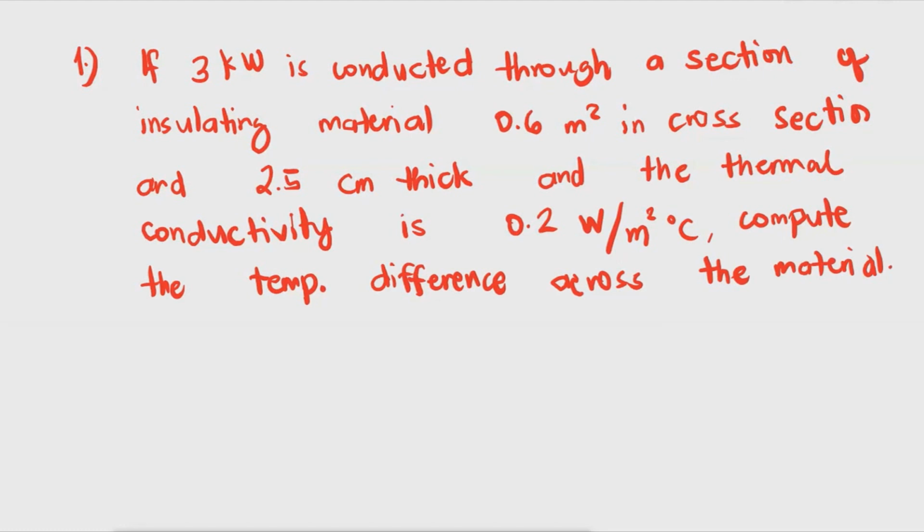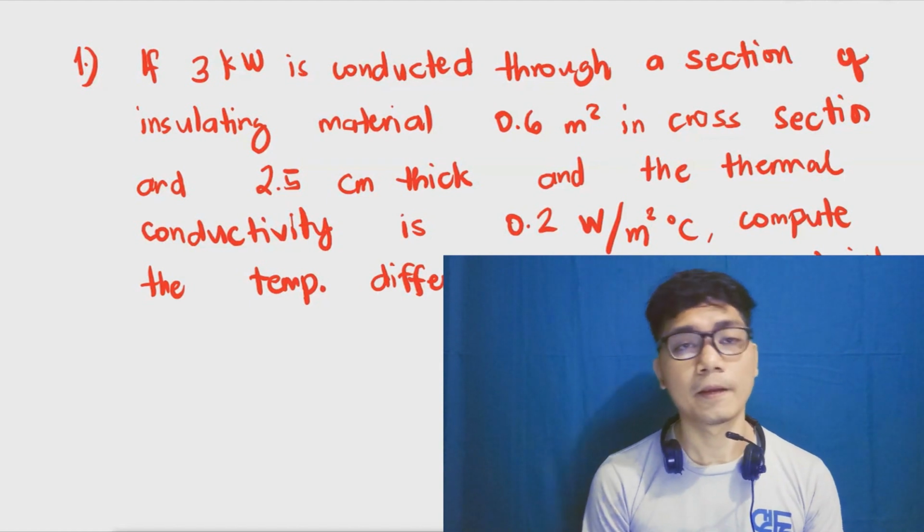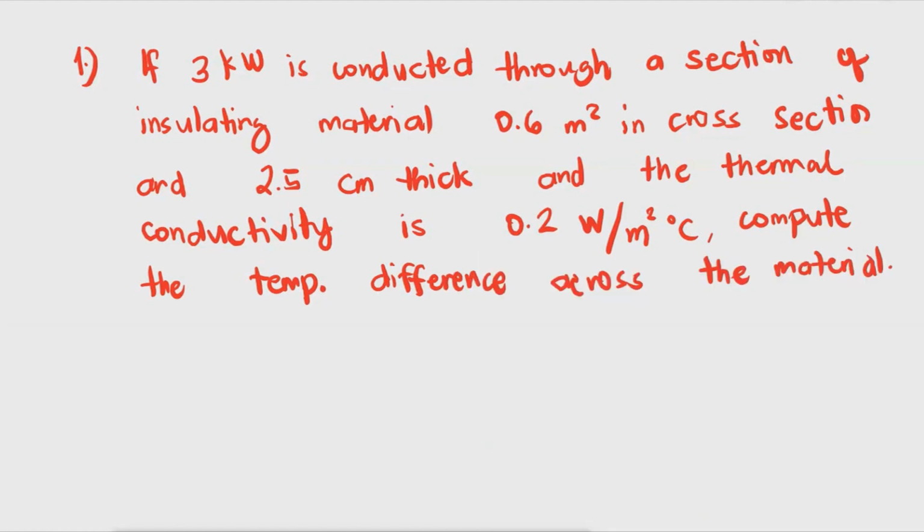Okay, so sa lahat ng unit operations problem, especially heat and mass transfer, the first thing that we need to do is to analyze the problem. So let's just read this. If 3 kilowatts is conducted through a section of insulating material 0.6 meters squared in cross section and 2.5 cm thick and the thermal conductivity is 0.2 watts per meter degrees Celsius, compute the temperature difference across the material.